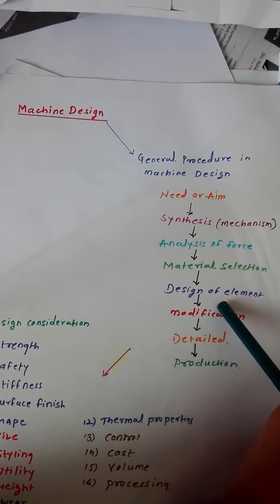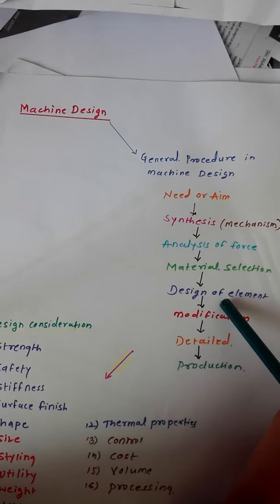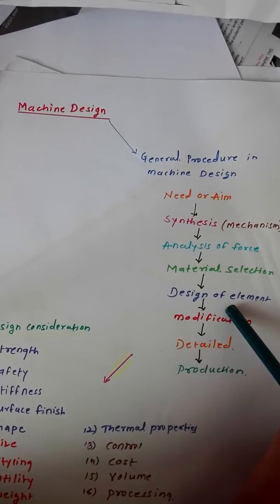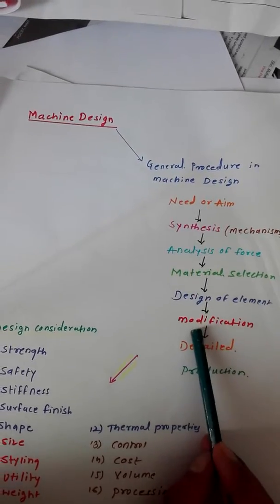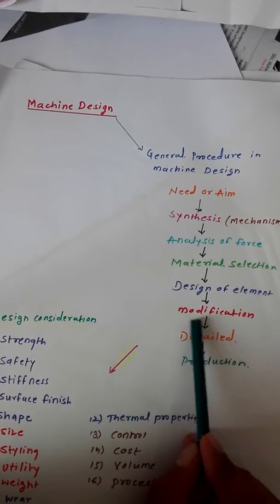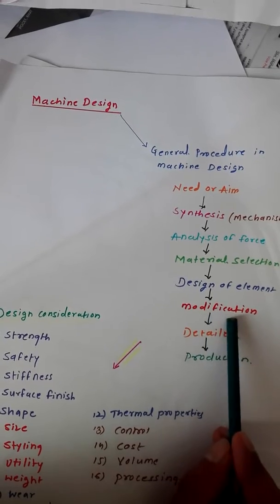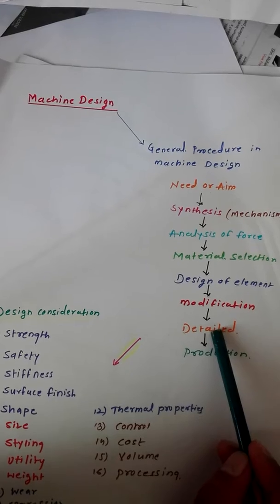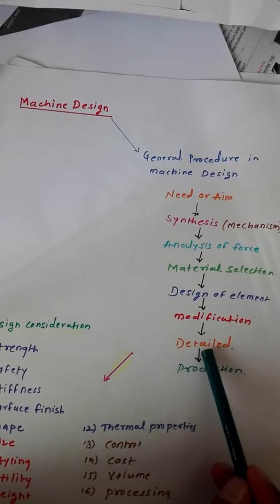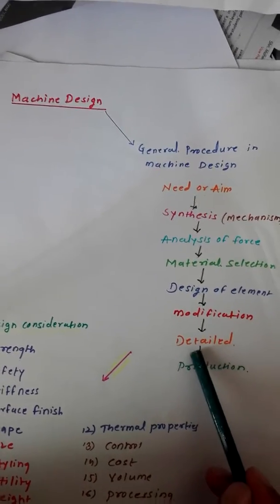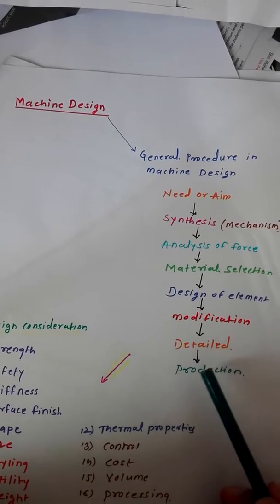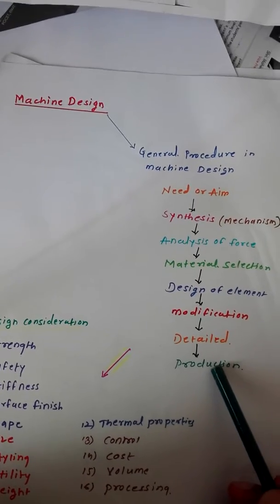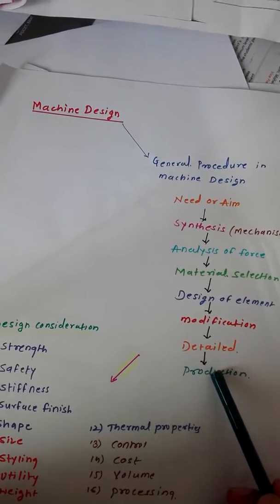Then next comes the design of the element. There are several design procedures that we can follow for designing the element. And next comes the modification. Whatever necessary changes need to be made, we make those in the modification. And then the detailed design: whatever whole thing we have studied, we have to make into the detailed product, because normally when we give it to the production department, they can't understand that. So it has to be a detailed production design. Each and every part and every aspect should be indicated.